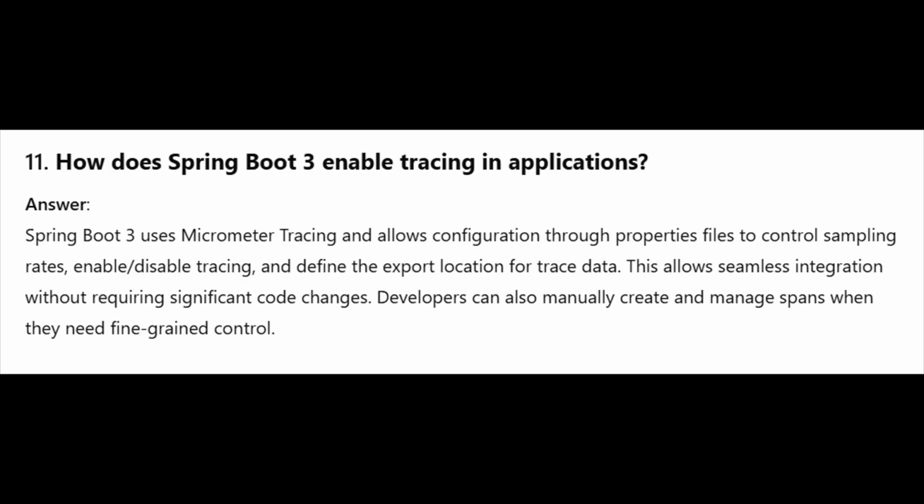11. How does Spring Boot 3 enable tracing in applications? Answer. Spring Boot 3 uses Micrometer Tracing and allows configuration through properties files to control sampling rates, enable or disable tracing, and define the export location for trace data. This allows seamless integration without requiring significant code changes. Developers can also manually create and manage spans when they need fine-grained control.